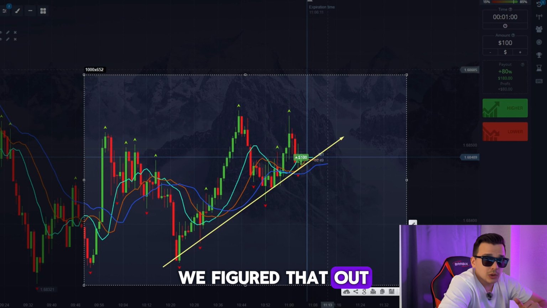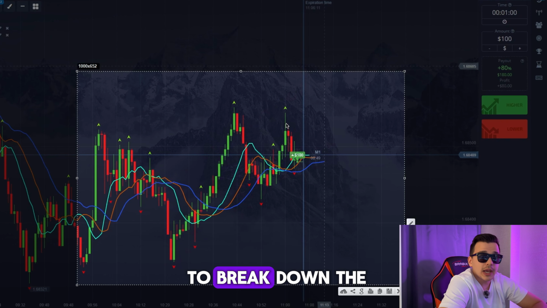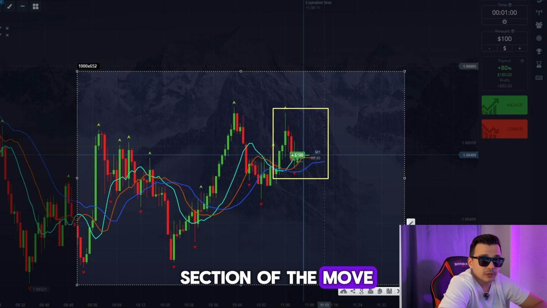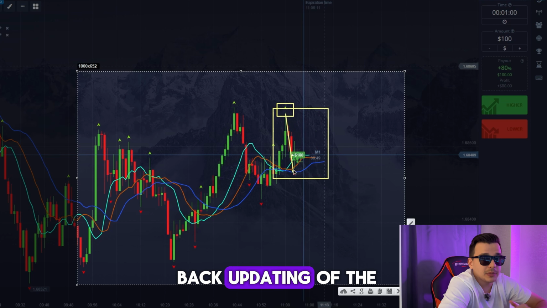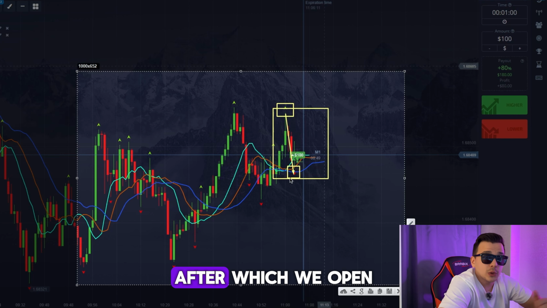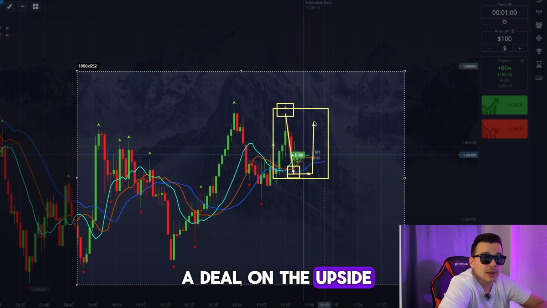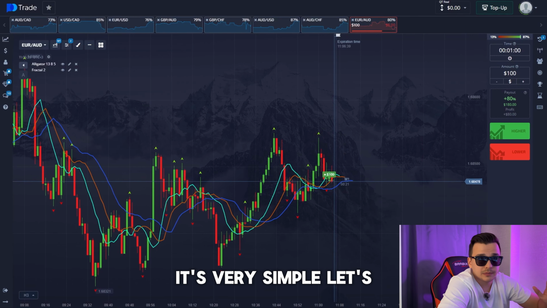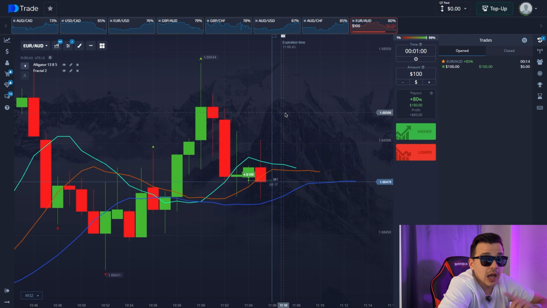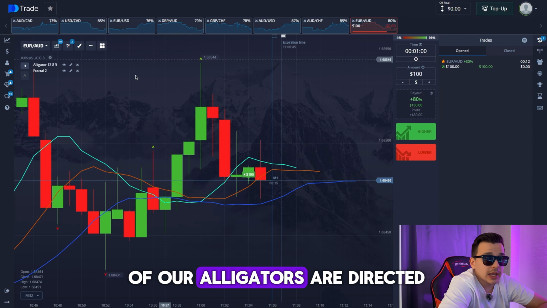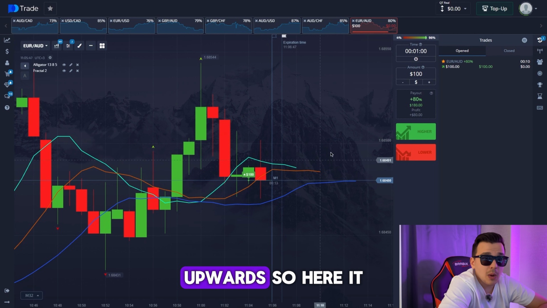We have figured that out. And now we need to break down this section of the move. Here we see a fractal update. There is a price pullback, updating of the local low, after which we open a deal on the upside. It's very simple. Let's watch the result. We have about 15 seconds left. All the moving lines of our alligator are directed upwards.